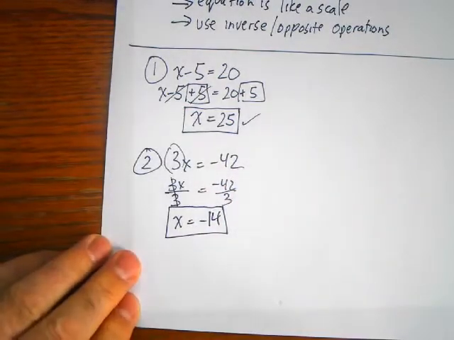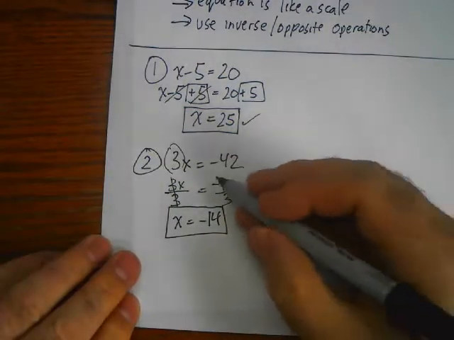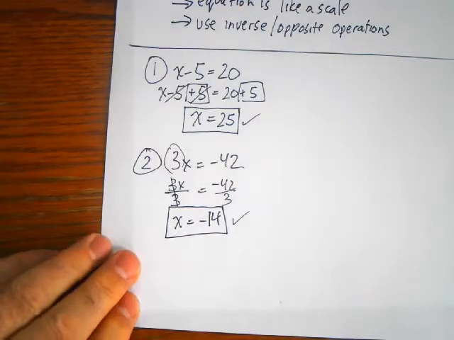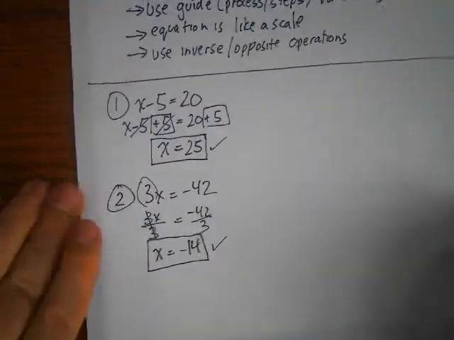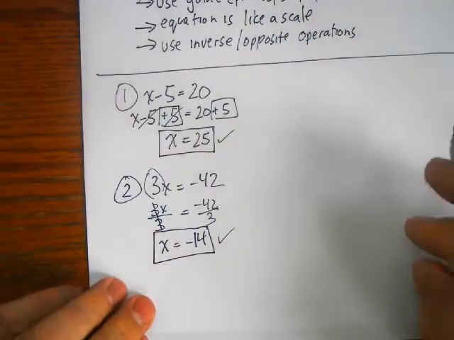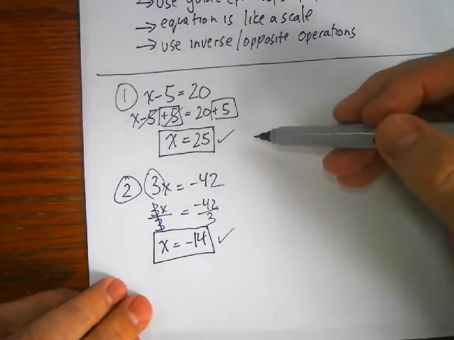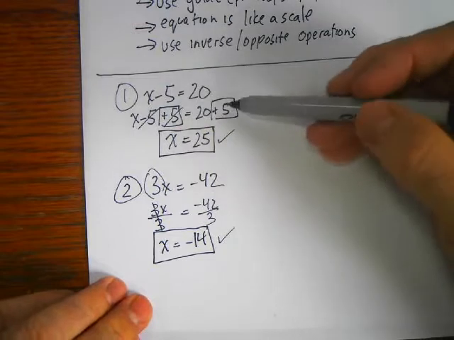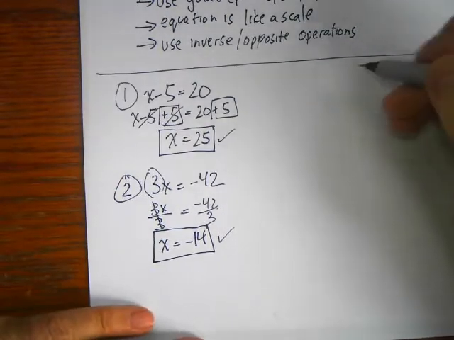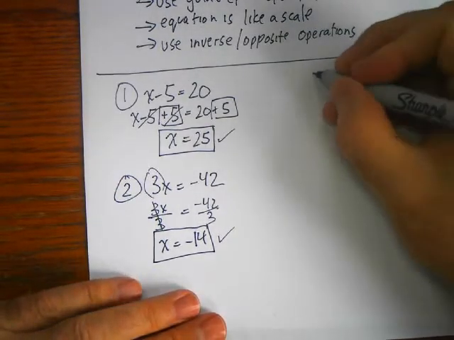And if you plug that back in, you can see that 3 times negative 14 is negative 42. So that's correct. We call these types of equations one-step equations because we just did one step and it was solved. Let's go to example 3.